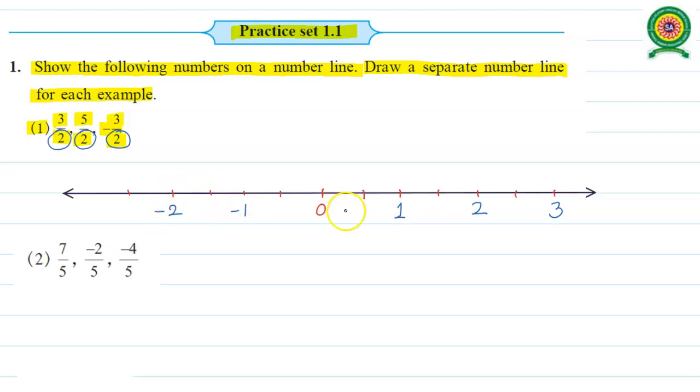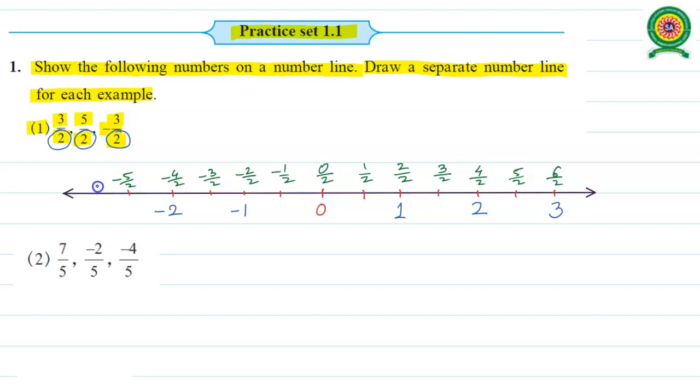Now that each unit place is divided into two equal parts, let's start plotting the numbers on the number line. We start from 0, that is 0 by 2. Towards the right of 0 we have 1 by 2, 2 by 2, 3 by 2, 4 by 2, 5 by 2, 6 by 2 and so on. Towards the left of 0 we have minus 1 by 2, minus 2 by 2, minus 3 by 2, minus 4 by 2, minus 5 by 2 and so on.